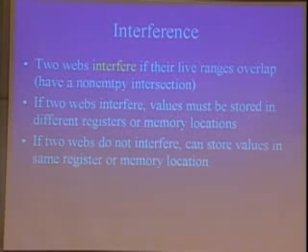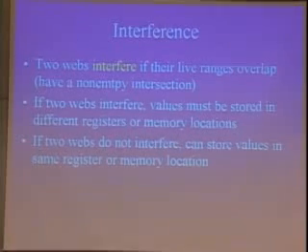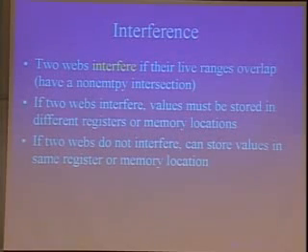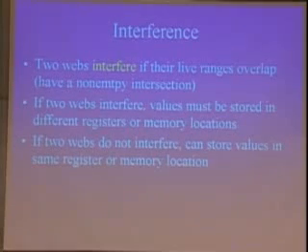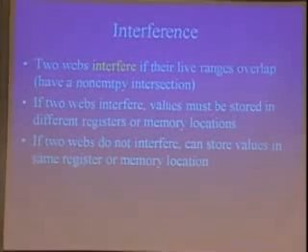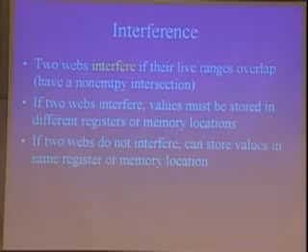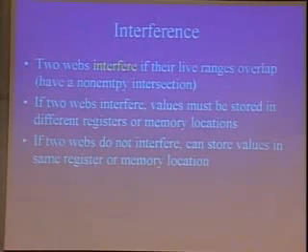So the next interesting concept is interference. If there are 2 webs, they interfere if the live ranges overlap. What that means is there's a place somewhere that when you try to execute that instruction, both the value in the first web and the value in the second web have to be there, because either they use it or somebody later uses it, because both values have to be carried through. So those 2 webs interfere.